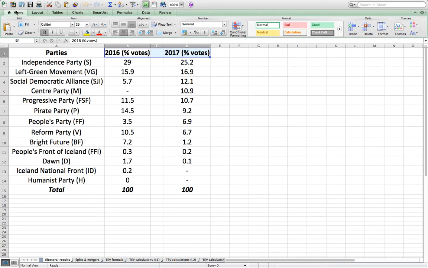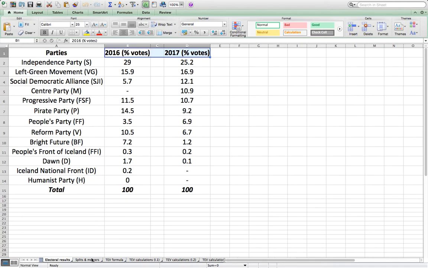In Iceland, in 2017, took place the last legislative elections in the European continent. In order to calculate the Pedersen index of electoral volatility, we need to have the percentage of votes, the electoral results, basically, for the last two elections. What we have here is the percentage of votes for the 2017 and the 2016 legislative elections.